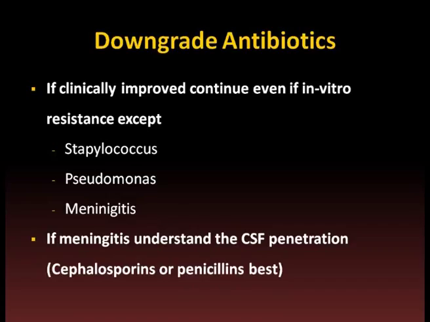If the baby has clinically improved, we can try to continue the same antibiotic even if in vitro resistance is there, mainly because in vivo the antibiotic dosage may be different and the antibiotic may work in tissue conditions better than in the in vitro condition. However, this rule may not be applicable if a baby has grown Staph aureus, or if there is a Pseudomonas infection, or if the baby has meningitis. In these conditions, we should follow the susceptibility pattern on the antibiogram.